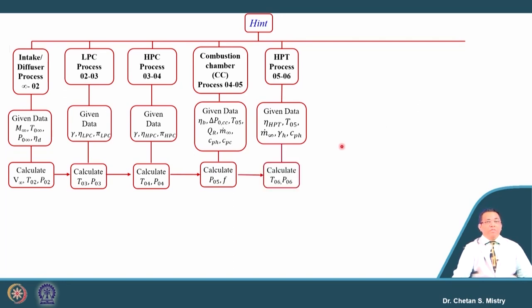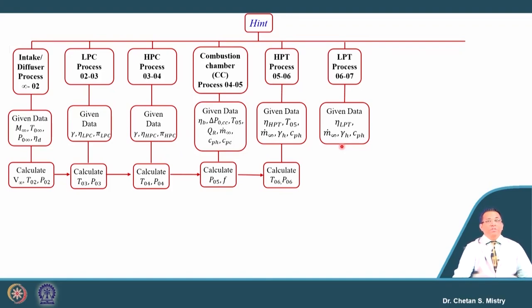So, based on our work balance, we can calculate what will be the pressure and temperature at the exit of the HP turbine. Similarly, we have another component, the LP turbine. This LP turbine is used to rotate the LP compressor. The information given for this LP turbine is the isentropic efficiency. Based on entry pressure and entry temperature, and on work balance, we can calculate the exit pressure and exit temperature from the LP turbine.